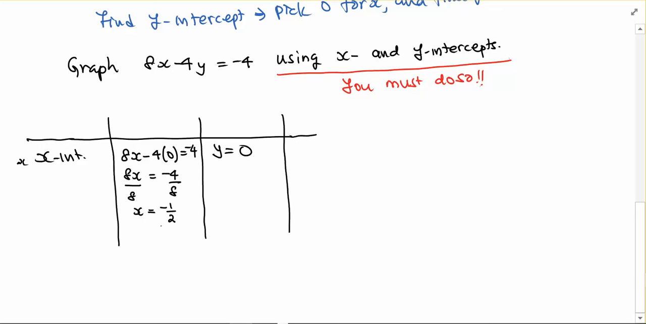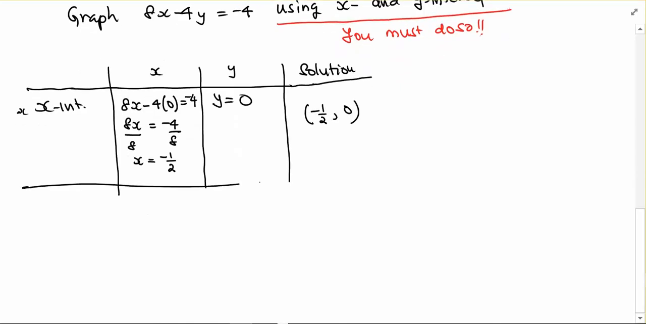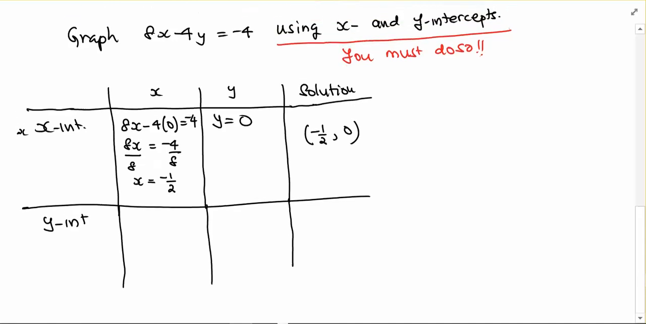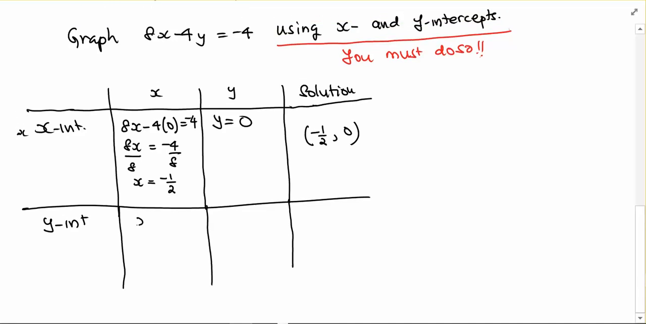Right? Negative 1/2. So my solution, x, y, my solution is minus 1/2 comma 0. To find the y-intercept, we extend this table. Because that's what it said, I must use the intercepts, I would use x equals 0. So 8 times 0 minus 4y equals minus 4. So that's 0. Minus 4y equals minus 4.